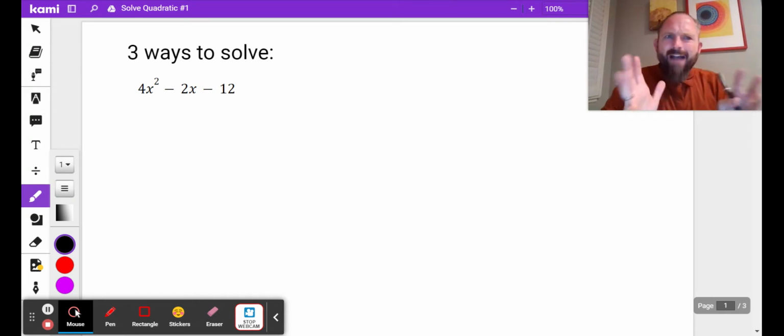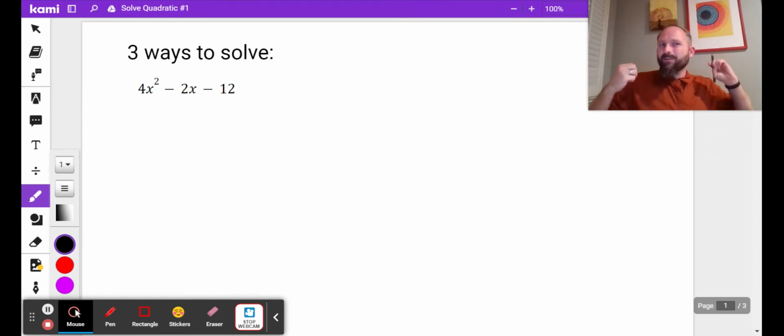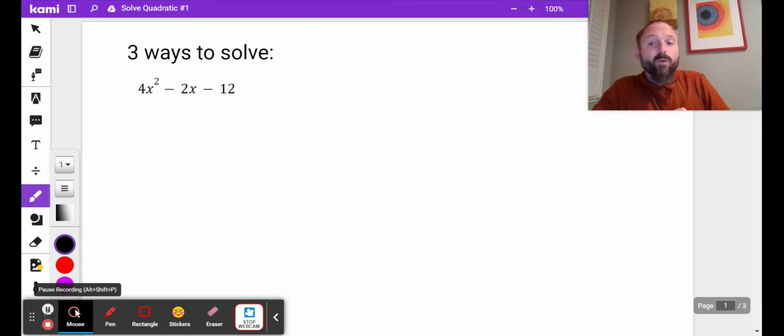Now, besides graphing or using a table, we could do the following. First one is we are going to factor it or use an area model. So let's write that in three, two, one.